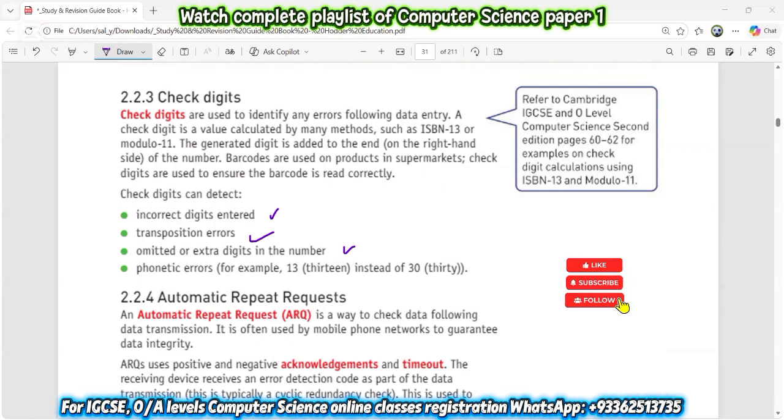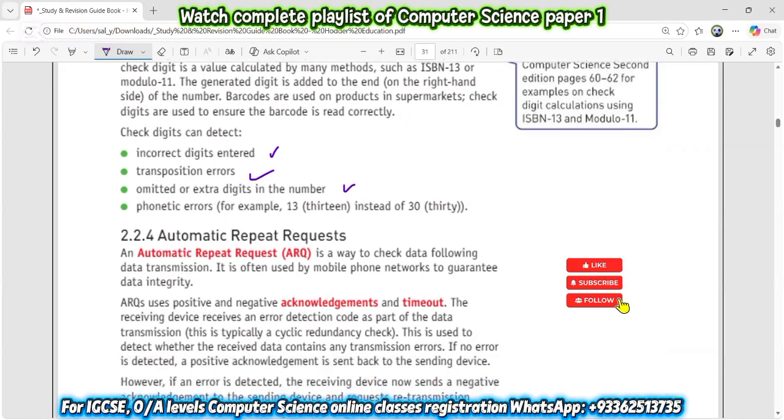Next method is ARQ. Again, a very important question that is coming repeatedly in the paper. And just remember the two terms. With ARQ, it is acknowledgement and timeout. What is acknowledgement? ARQ is based on two principles. If, for example, the data is sent from my end to your end, your job is to send me an acknowledgement telling me that you have received the data.